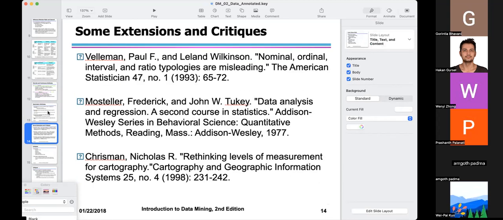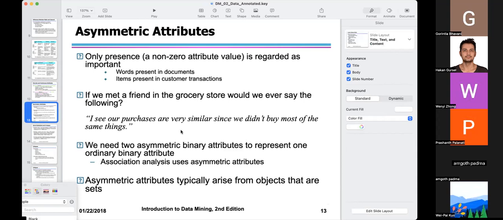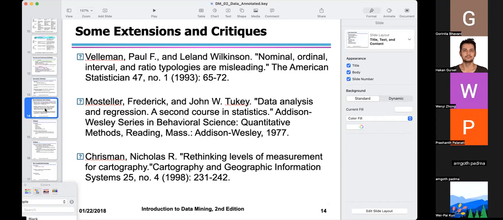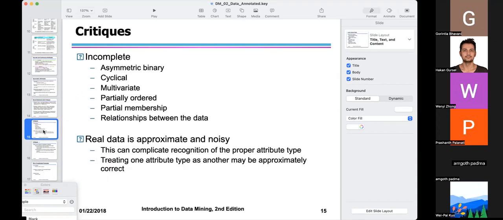So attributes could be symmetric or asymmetric. Here's some related literature on the description of attributes in the data.